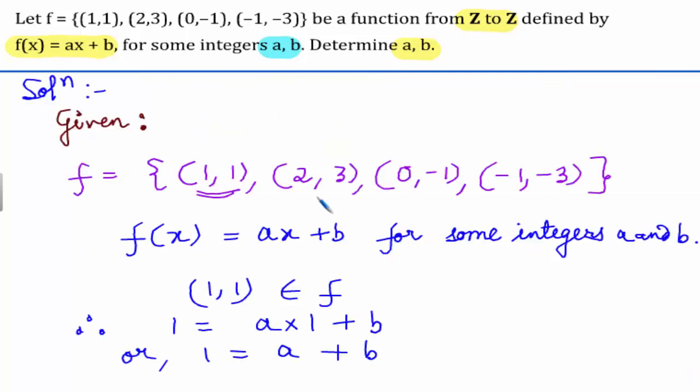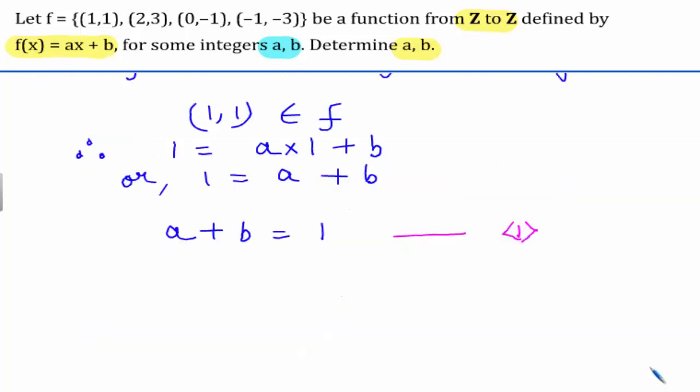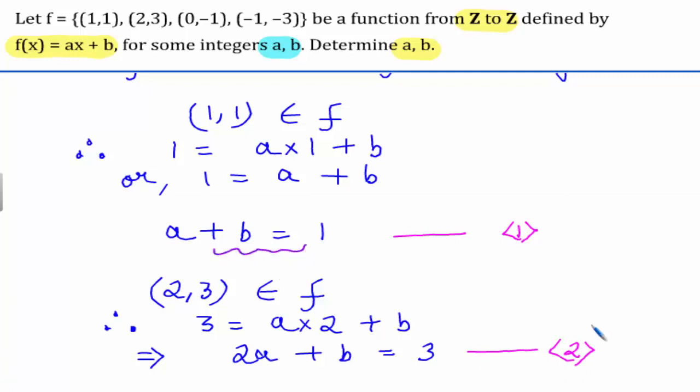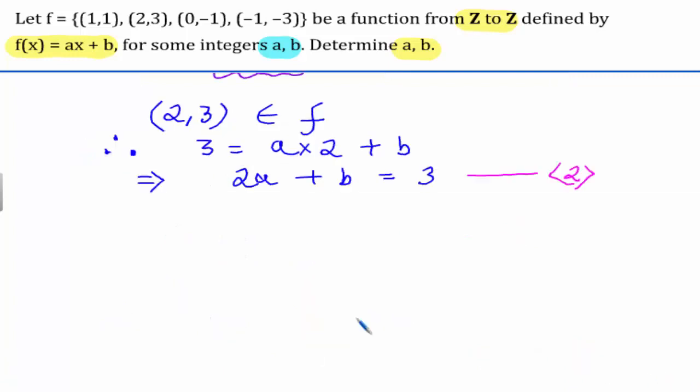Also, we have the ordered pair 2, 3 belonging to f. Therefore, 3 will be equal to a into 2 plus b. This implies 2a plus b is equal to 3. Now let us name this equation as equation number 2. From equation number 1, we have b is equal to 1 minus a.